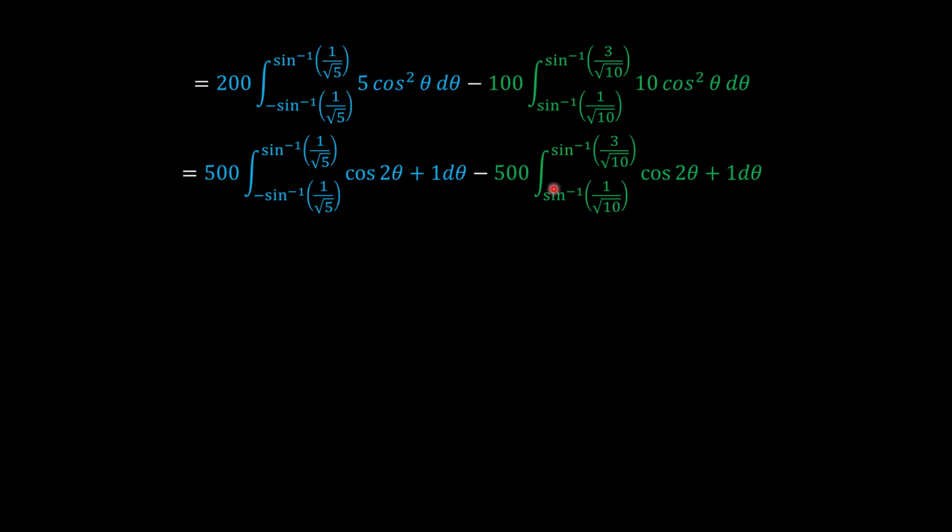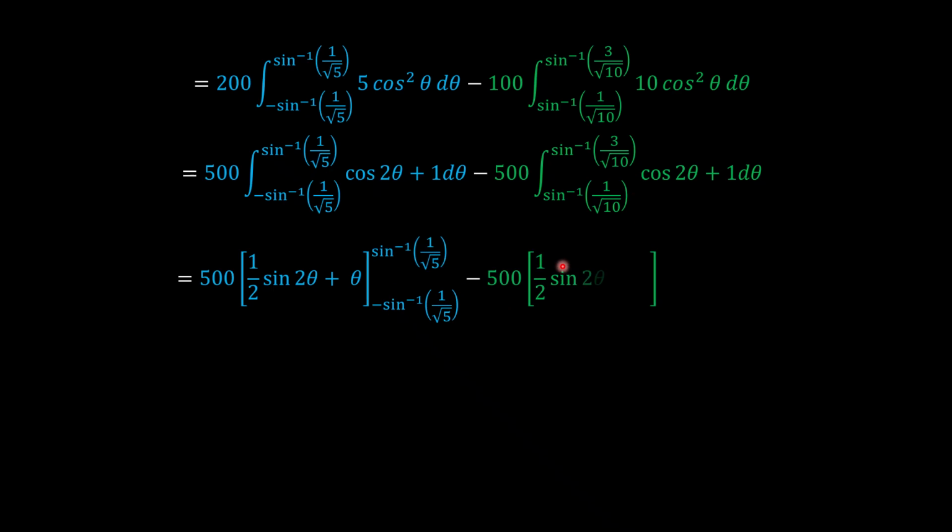We do a 500 times the integral from arc sine of 1 over root 10 to arc sine of 3 over root 10 of cosine 2 theta plus 1. So integrating cosine 2 theta becomes half sine 2 theta. Integrating 1 becomes theta, and applying the limits as shown there. Same thing here. We have half sine 2 theta plus theta, and then the 500s remain there as shown here.